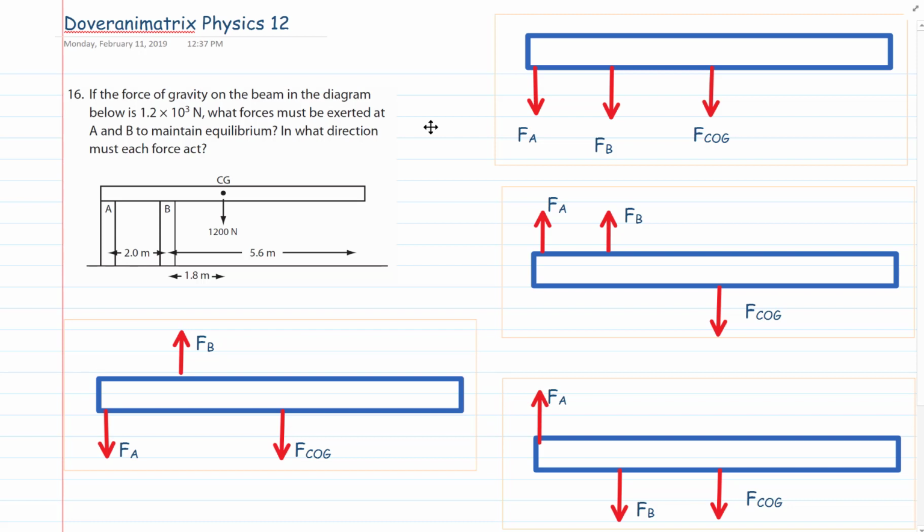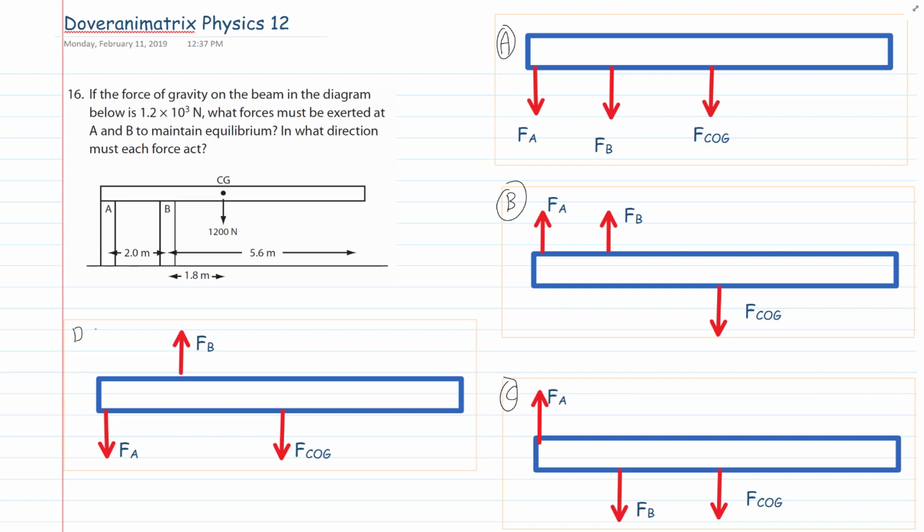The first one, up to the right here, we'll call it A, has all the forces down, FA and FB down, as well as the center of gravity. If we do B with both up, we'll do C with A up and B down. And the last option of placing the forces A and B will be D with FA down and FB up.